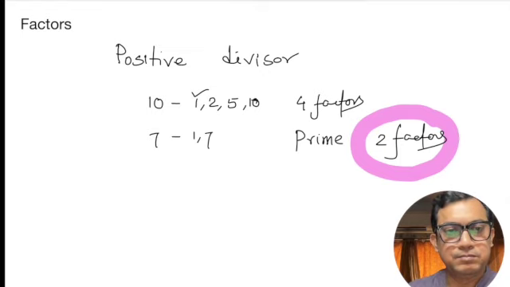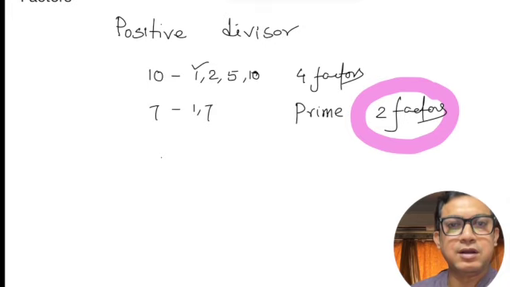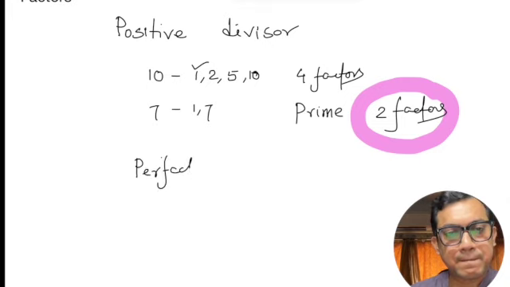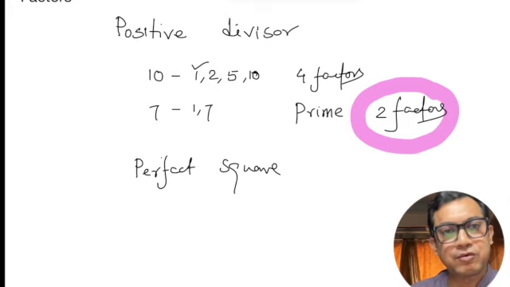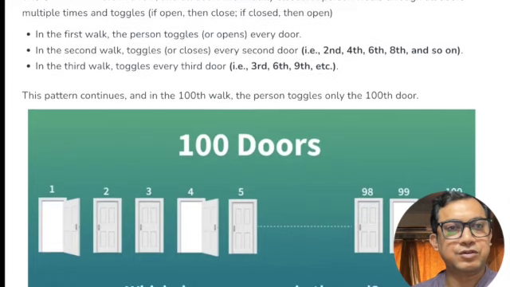So depending on factors, we can decide whether our number is a perfect square or not. Let's take a question to understand this one. This question is very interesting. You look at this question.